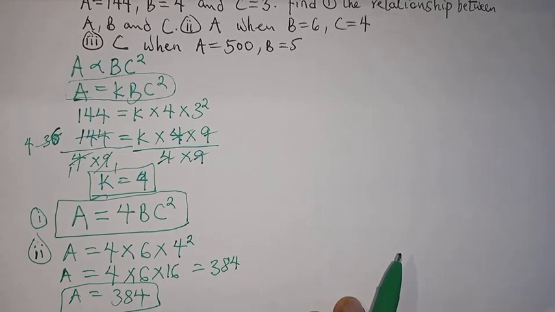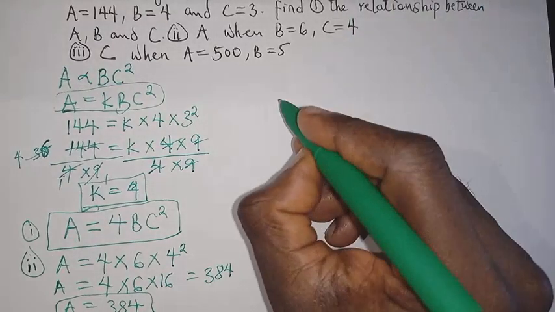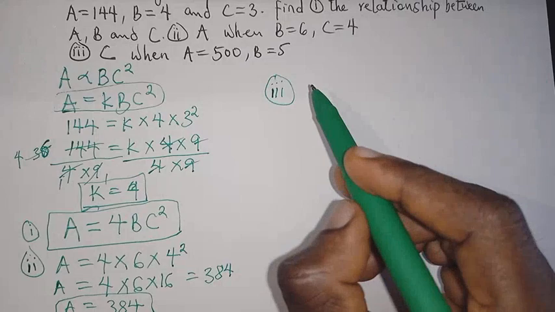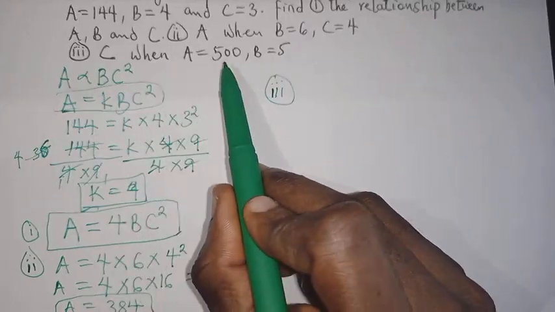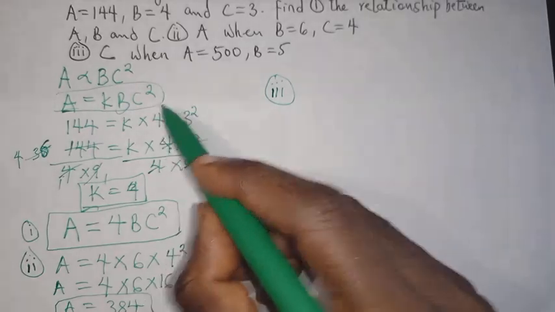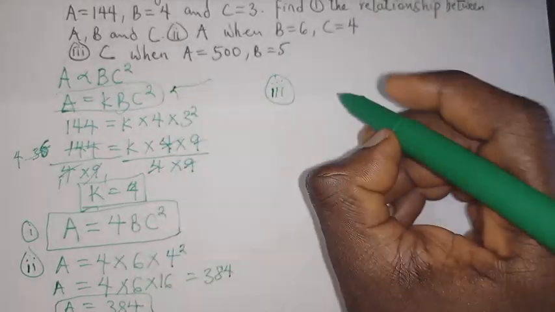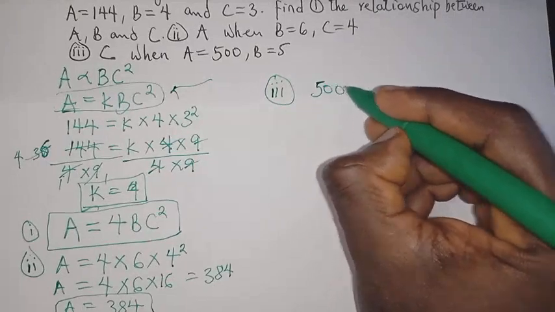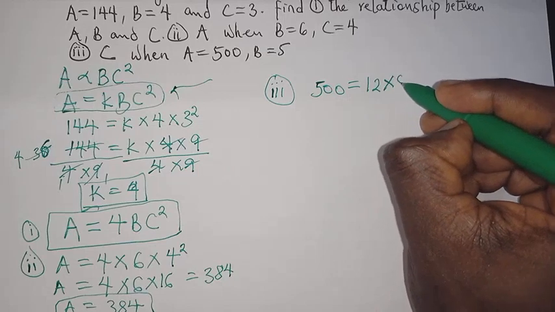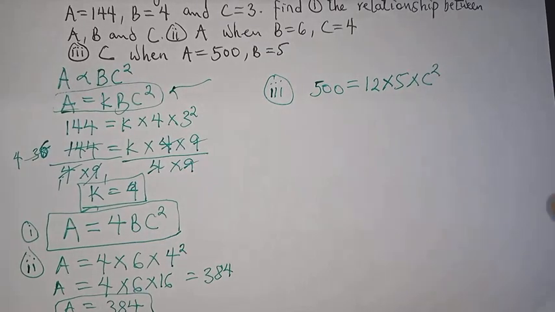Then the third part of the question says, find C when A equals 500 and B equals 5. So I'm going to go back to the relationship again. Remember the relationship: A is 500, K is 4, B is 5, and C is what we're looking for, though this is squared.